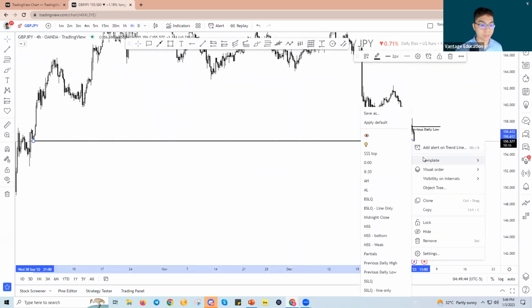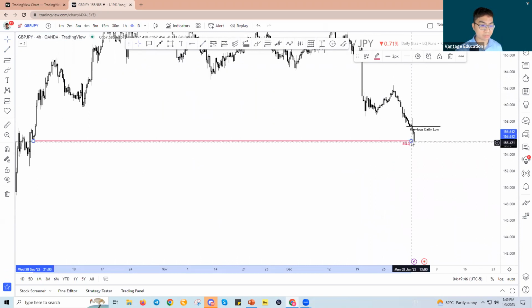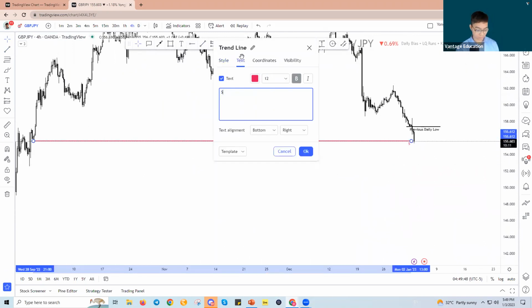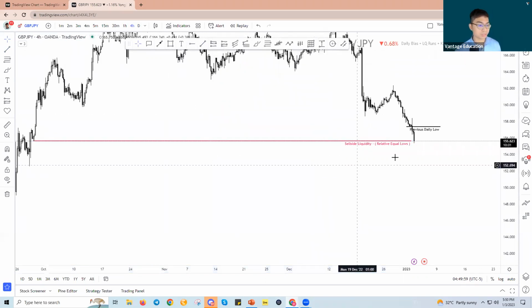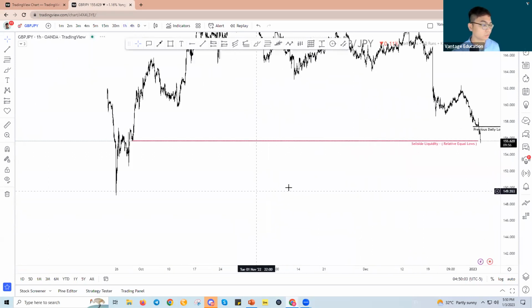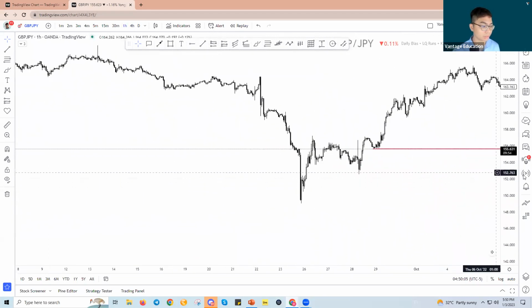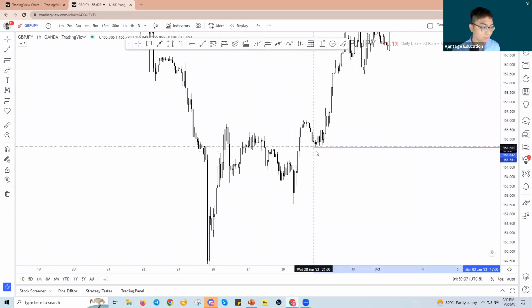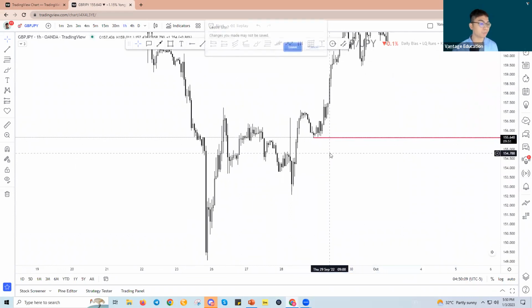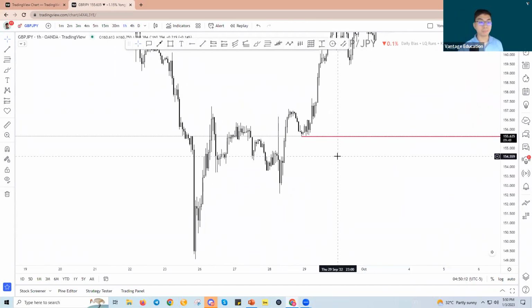Liquidity is relative equal lows, so I call it the sell side liquidity. Why is it there? Relative equal lows. So price has just tapped into that area. So maybe I move on to the 1-hour chart first just to find out what is going on on the left side. So price just cleared that area and it might possibly head for the imbalance.